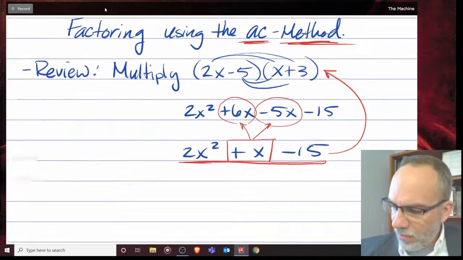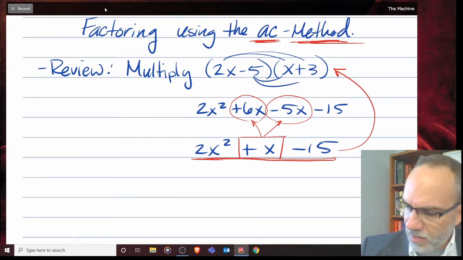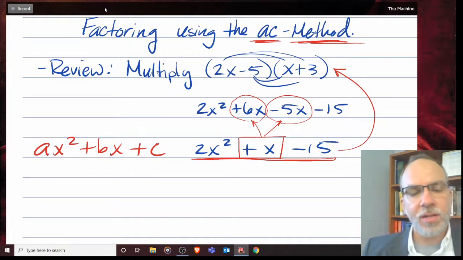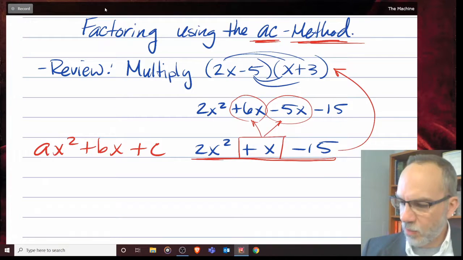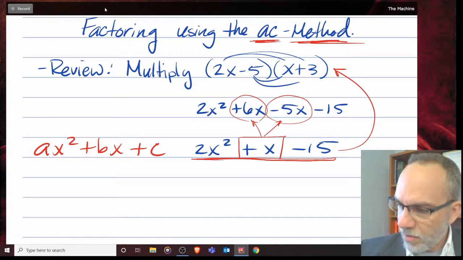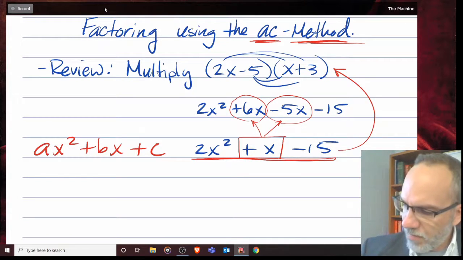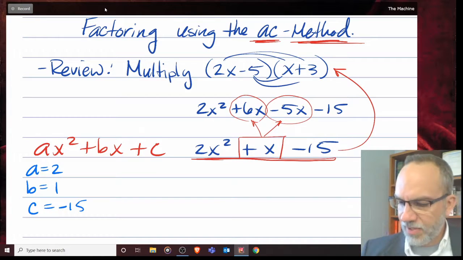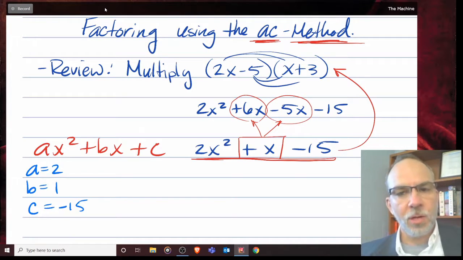So recall that a quadratic in standard form looks like this: ax squared plus bx plus c, where a, b, and c are the coefficients on the x squared, the x pieces, or the constant. So in the situation that we've got here, a is equal to a positive 2, b is equal to a positive 1, and c is equal to negative 15, right? Those are the coefficients on my variables or my constant term.